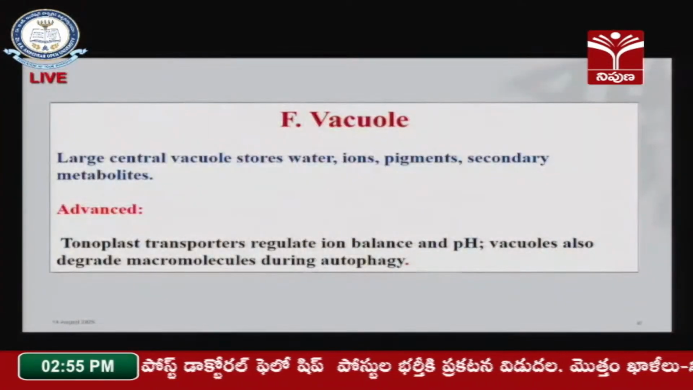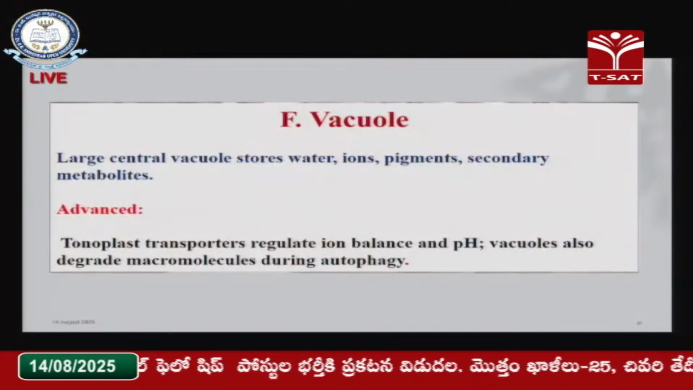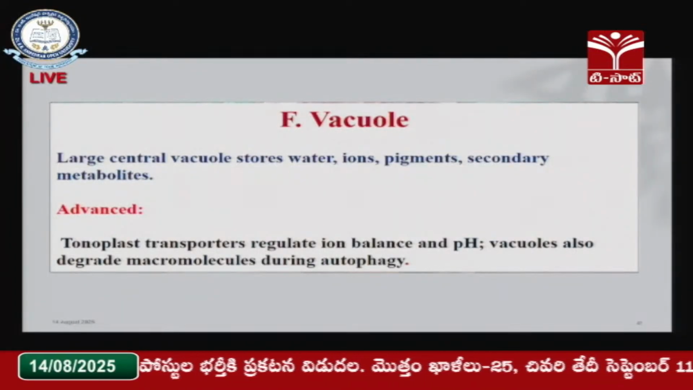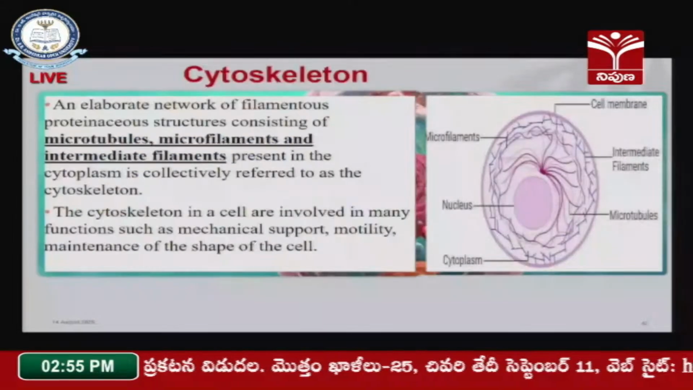The most advanced concept of this vacuole is that it is involved not only in the storage of water, lipids, pigments like anthocyanin pigments and secondary metabolites, but also the tonoplast transporters regulate ion balance and the pH, the hydrogen ion concentration. And the vacuole also degrades macromolecules during autophagy. So autolysis or autophagy is nothing but programmed cell death.